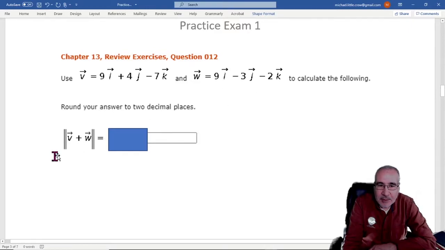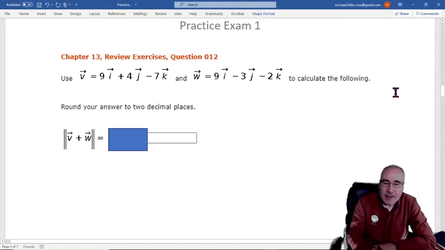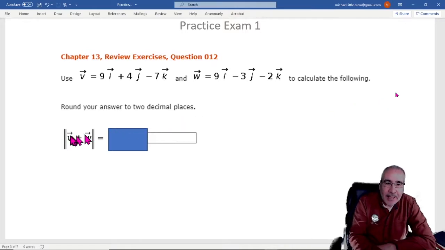Okay, we've got 2. What we need to do is add the vectors and find the magnitude. Remember, magnitude is a scalar. It's a number. Okay, first of all, adding 2 vectors together, you just add their components. Okay, so we can do that right here.